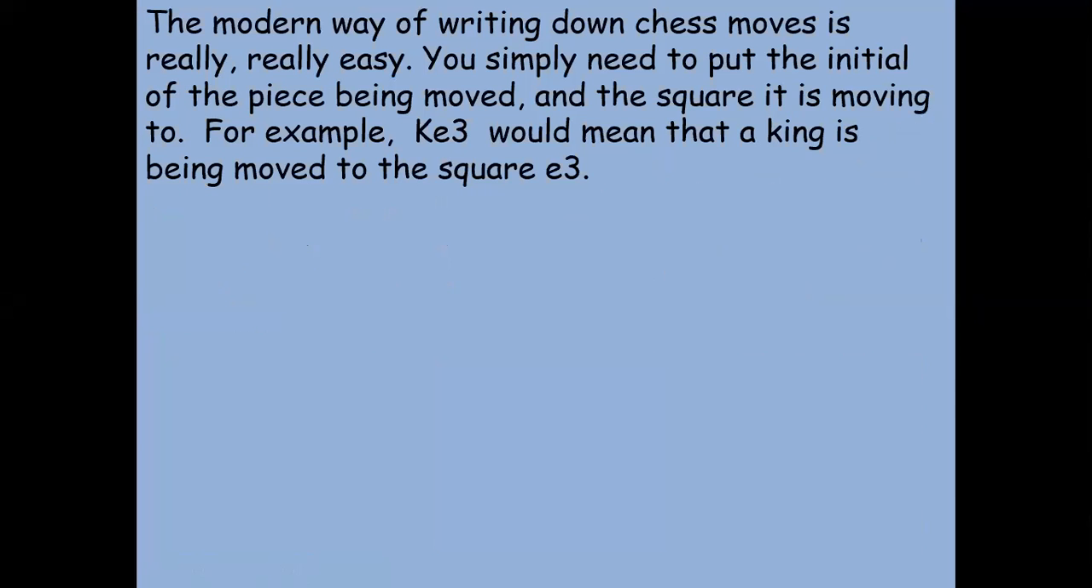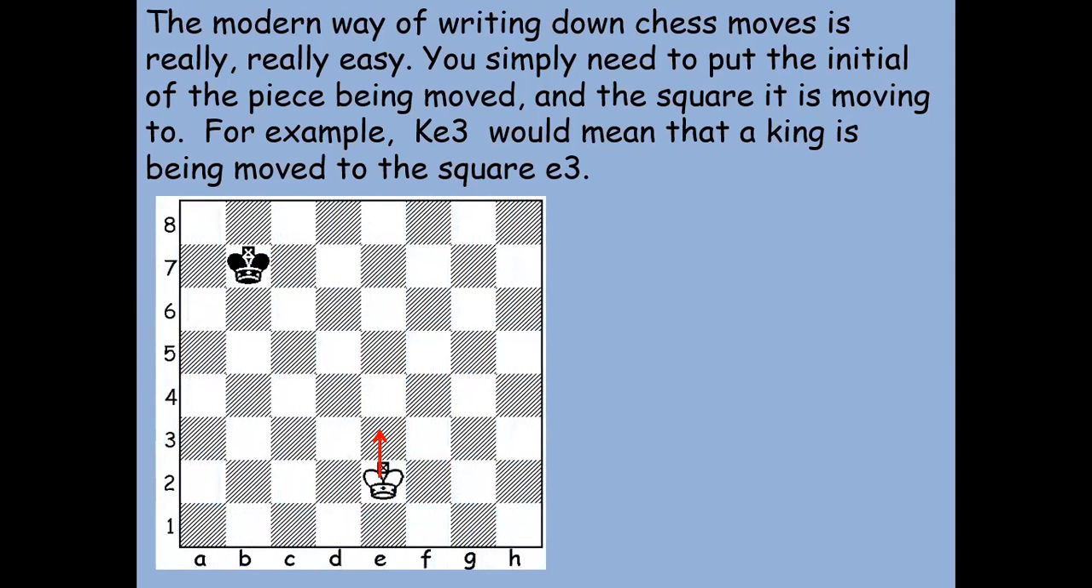So let's go through this quickly. It's very, very straightforward. If you set the board up correctly, you should find that the white rooks are on A1 and H1. And so all you'll need to do is put the initial, so a letter, of the piece being moved and the square that it's going to. So if you see KE3, it would tell you that a king is being moved to the square E3.